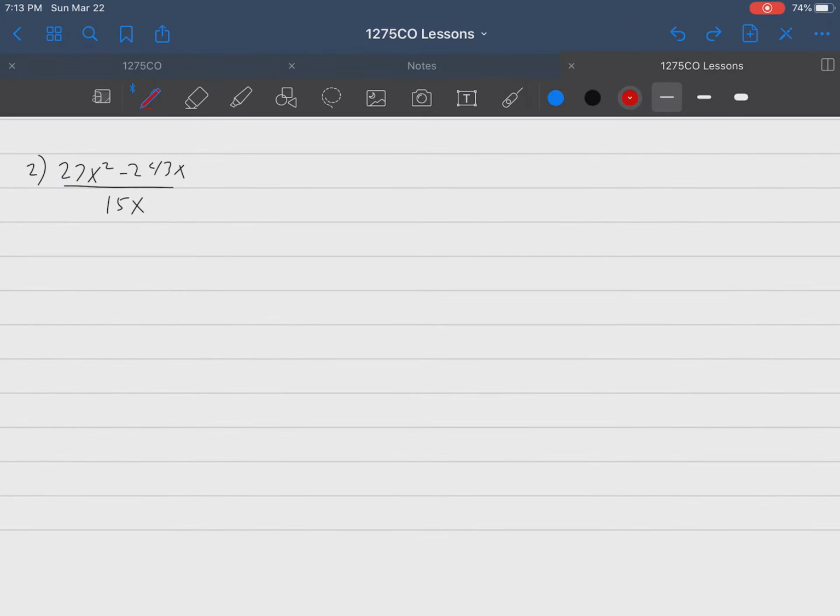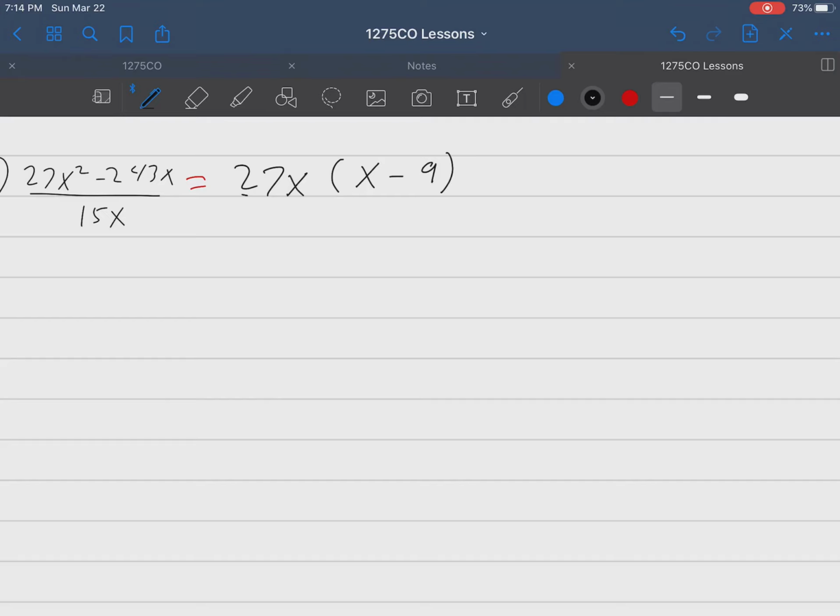Let's look at number 2. Similar problem. We can find the greatest common factor between 27 and 243, and that is going to be 27. We can find the greatest common factor between x squared and x to the first, and that is going to be x. And then we can divide to get 27x squared divided by 27x is x to the first, and that's going to be minus 9.